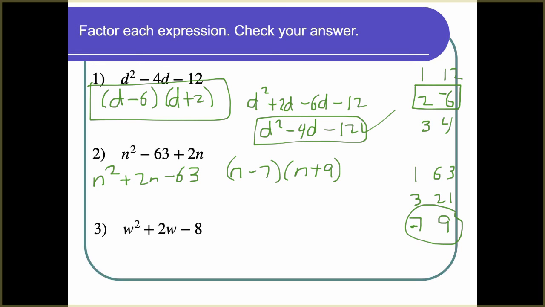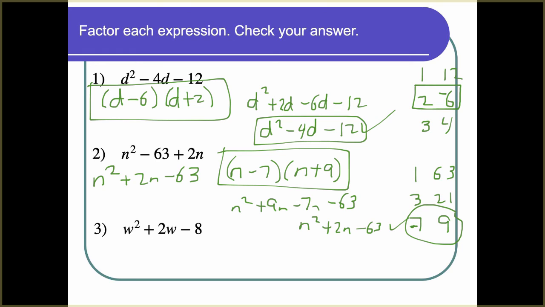And we will do the check on this one. n times n is n squared. n times 9 is 9n. Negative 7 times n is negative 7n. And negative 7 times 9 is negative 63. And we get n squared plus 2n minus 63. That's my check. Here's my answer.